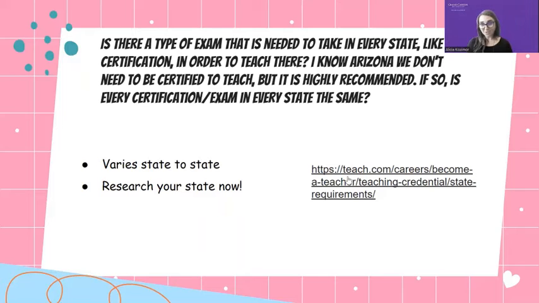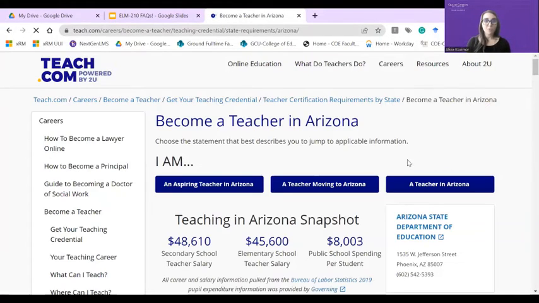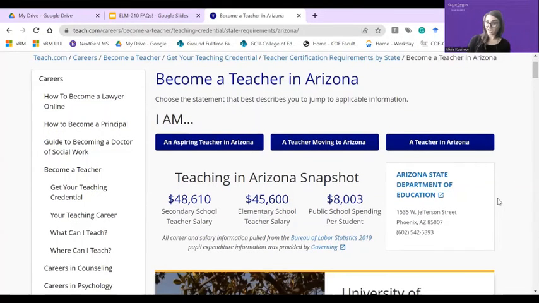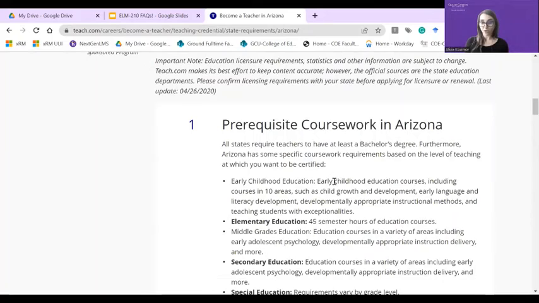So you can head to this website and I'll put it in the link, but it will show you every single state and information about being a teacher in that state. It's actually really interesting. So I clicked on Arizona and it will pull up how much money you could make as a teacher in Arizona, which is very interesting. Now, these are averages. Some states and some districts will be lower, some will be higher. It just depends.